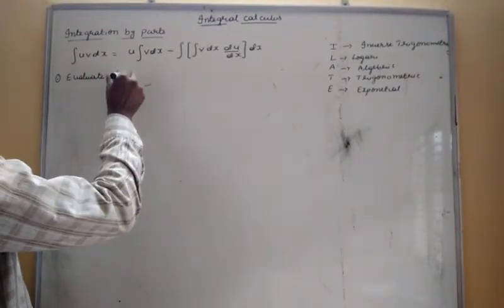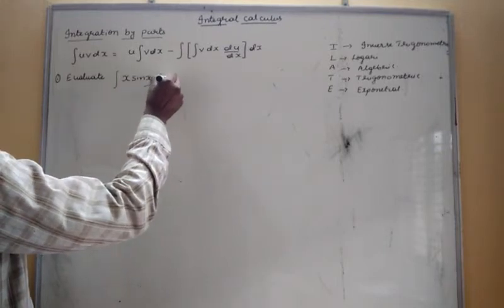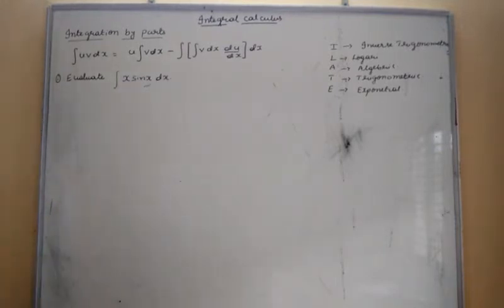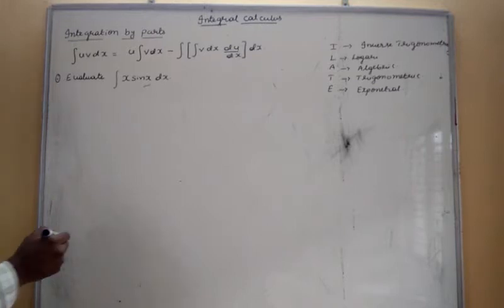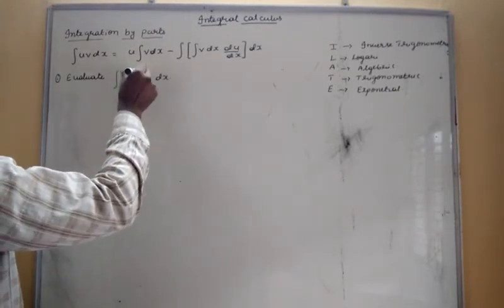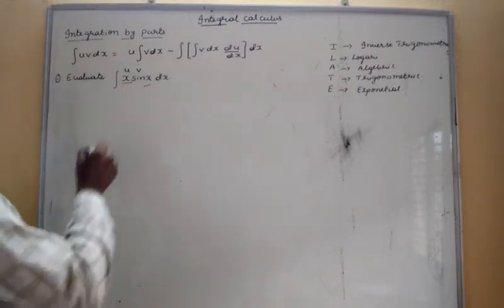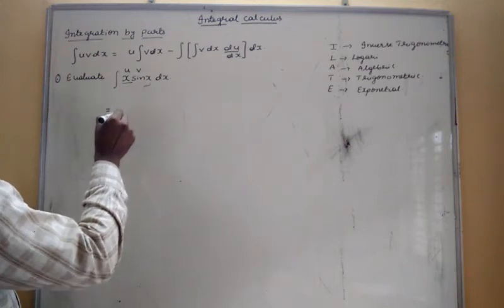Integration of x sin x dx. Okay, x is an algebraic function. So here we can take u as the first function and v as the second function: x as first, and sin x as second function. So let us apply the formula here.